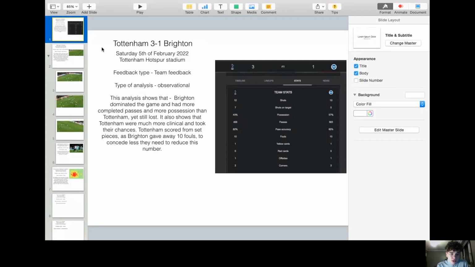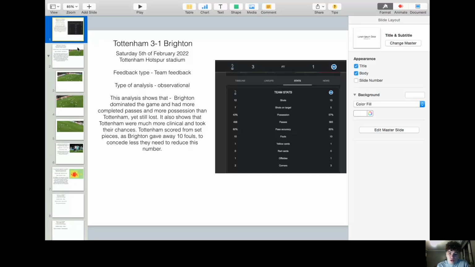This was my team analysis. Tottenham won 3-1 against Brighton. The type of analysis that I'll be doing is observational. In the game, Brighton seemed to dominate. They had much more possession, more passes completed, and they're all more accurate. Yet they still lost. They even had more shots and generally dominated the game over Tottenham, but it seemed as if they couldn't score as many goals.